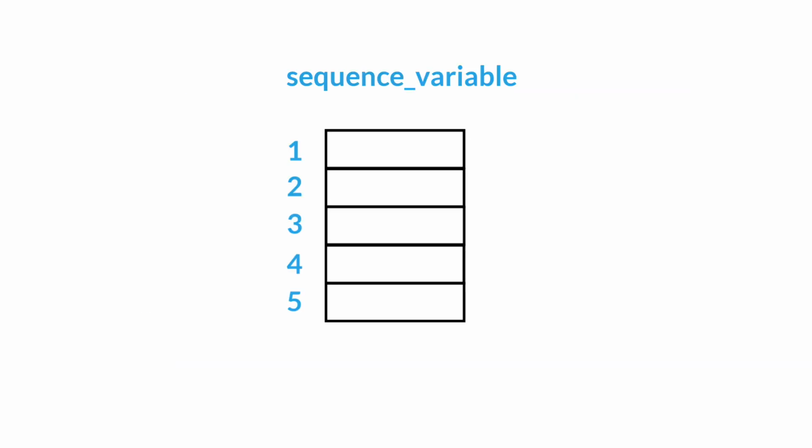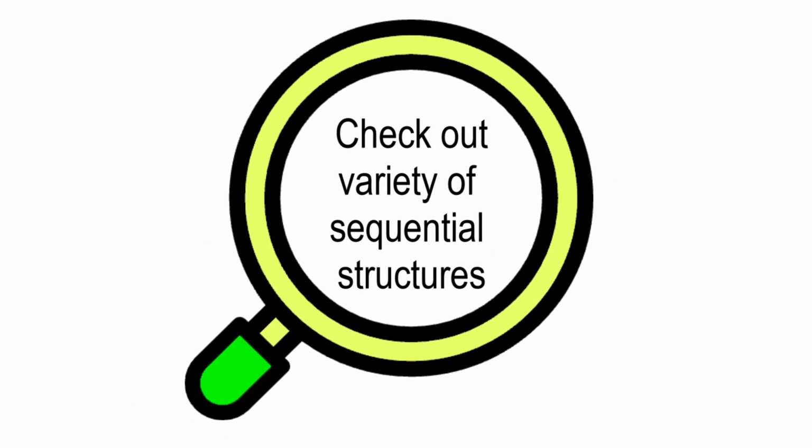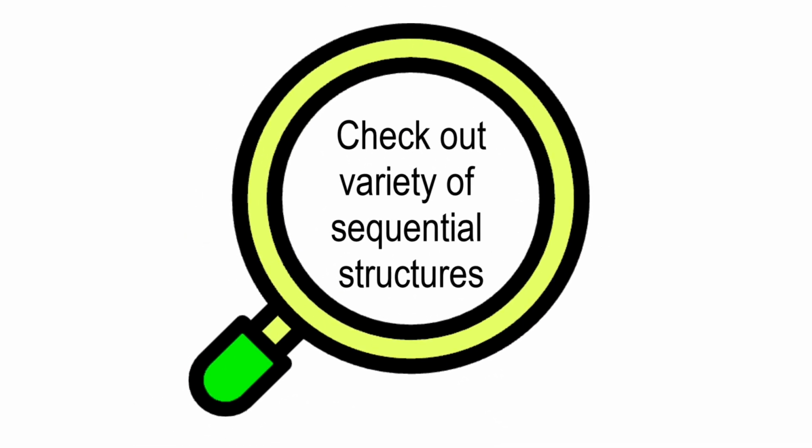Certain sequential structures can grow larger by adding elements, or shrink smaller by removing elements. For other structures, once they are created to hold a certain number of elements, that number of elements, and therefore the size of the structure, cannot change. Check out the variety of sequential structures available in your programming language.